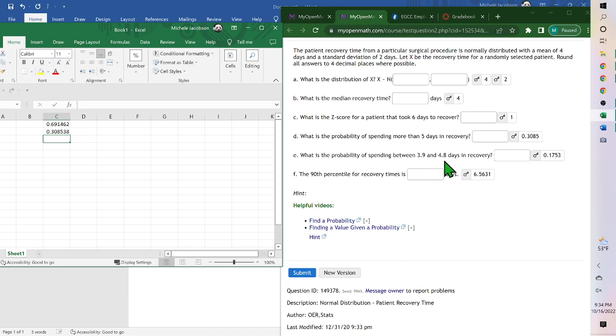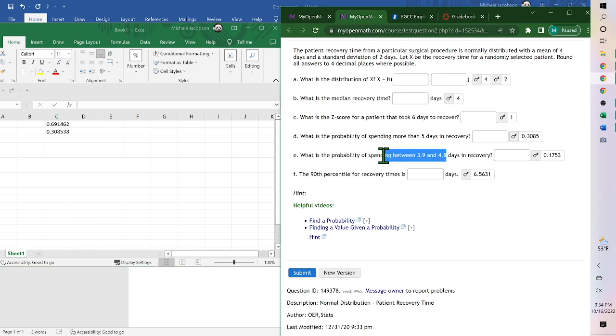Now the probability between two values, if we plug in 4.8, it gives us the percent below that. If we plug in 3.9, it's going to give us the percent below that. So if we subtract, it will take this part out and only leave what's in between them.